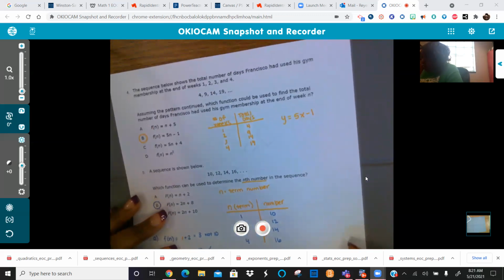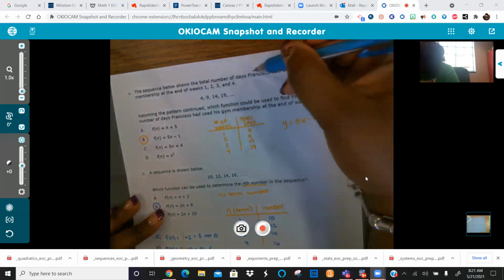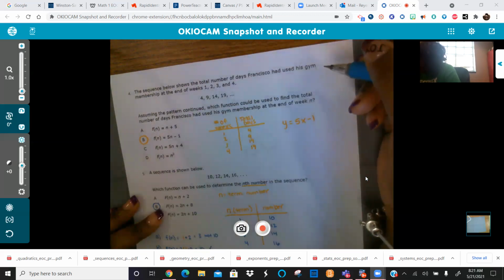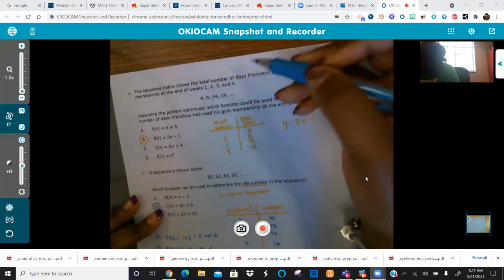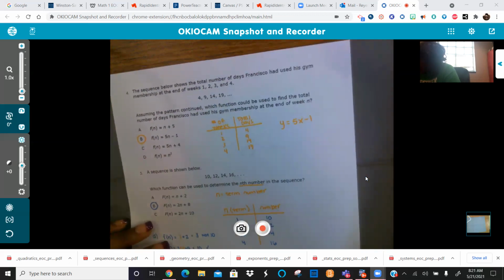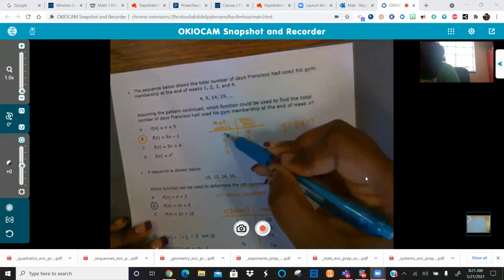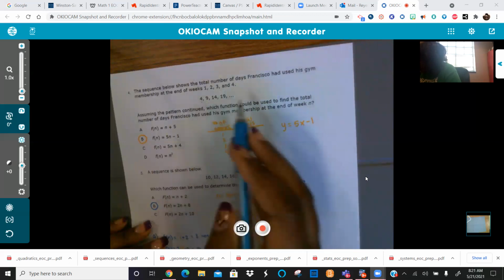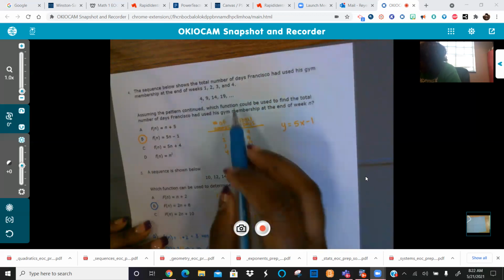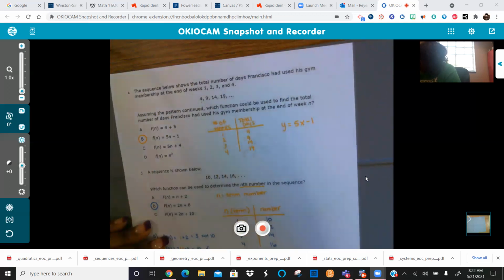Okay, so the sequence below shows the total number of days Francisco had used the gym membership at the end of weeks 1, 2, 3, and 4. So it's week 1, 2, 3, and 4. All right, so this is the number of weeks. In week 1, the total was 4. In week 2, the total is 9. In week 3, the total is 14. And in week 4, the total is 19.